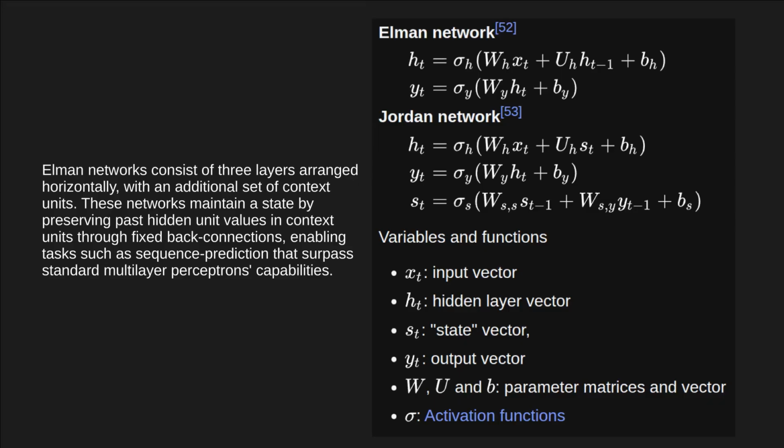Elman networks consist of 3 layers arranged horizontally with an additional set of context units. These networks maintain a state by preserving past hidden unit values in context units through fixed back connections, enabling tasks such as sequence prediction that surpass standard multilayer perceptrons' capabilities.